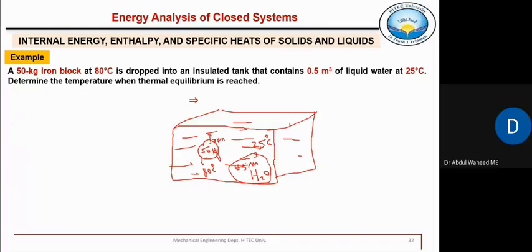Now, after some time, what will happen? The temperature of this iron will drop and the temperature of this water will increase until an equilibrium is achieved, a thermal equilibrium. Both iron and water will be at same temperature. And we need to determine the final temperature when thermal equilibrium is reached. So what do you think? What will be the final temperature, near to 80 or near to 25?